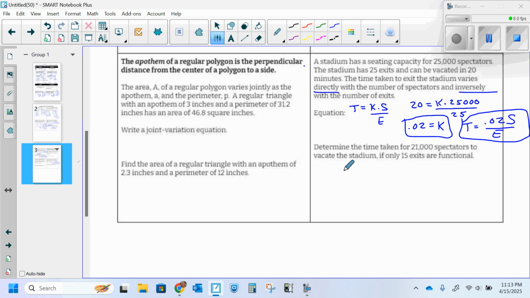All right, and then it says determine the time for 21,000 spectators to vacate the stadium. There's only 15 exits that are working. So plug that into your calculator, and it's going to take 28 minutes.